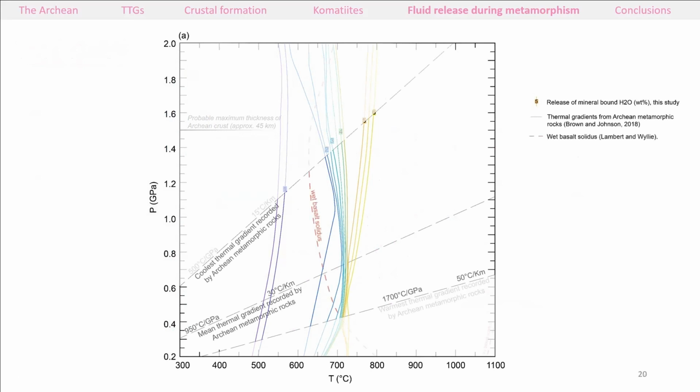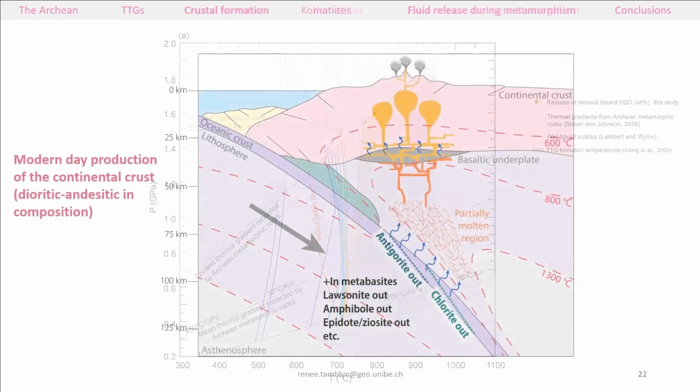And then, of course, thinking back to our basalts, we put in the wet basalt solidus. This is the experimental wet basalt solidus here. And you can see immediately that the main conditions of komatiite dehydration are quite far above the wet basalt solidus. And this is a range of temperatures of TTG formation, somewhere between 750 and 950 degrees Celsius.